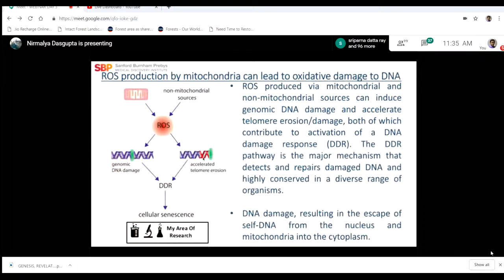And if there is DNA damage in our cell, there is a DNA damage response, and if we have this DNA damage response, then our cell stops growing. They can't proliferate, and they stop and maintain. This is called a senescent state, and the cells are senescent. This is also my area of research, cellular senescence. So when there is DNA damage, cells stop growing.